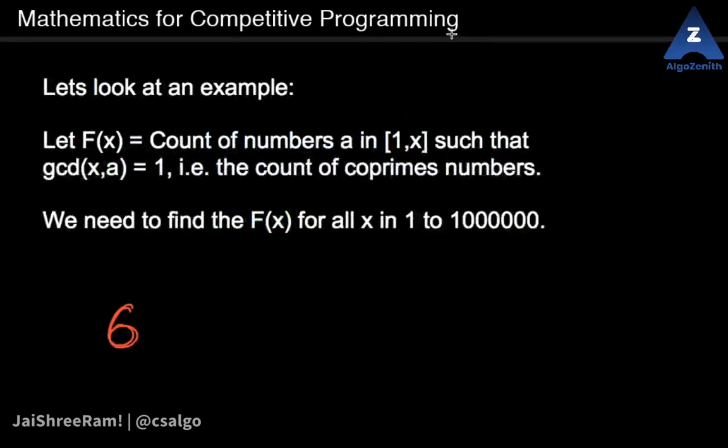Okay, so let's talk about an example of some property of numbers that we can calculate using Sieve. Let's say we have a function f(x) which counts the number of numbers a in the range 1 to x such that GCD of x comma a is 1, right? So it basically finds the number of numbers in the range 1 to x which are co-prime to x. We want to find this for all the numbers in the range 1 to 10 to the power 6.